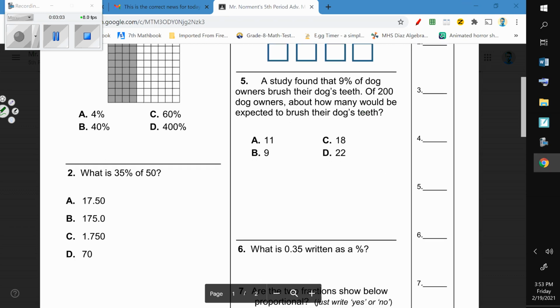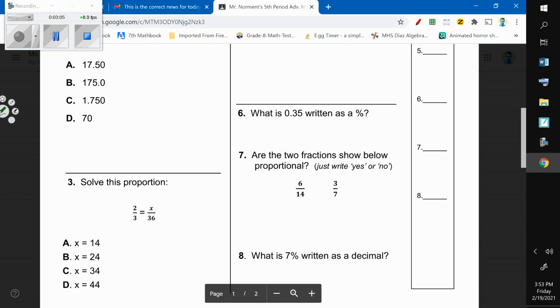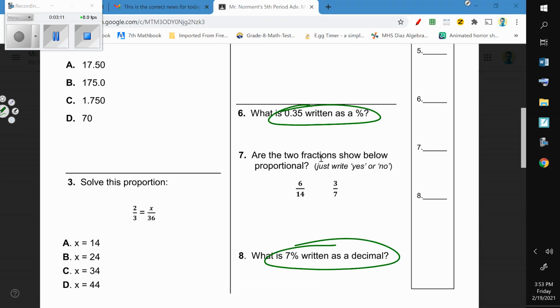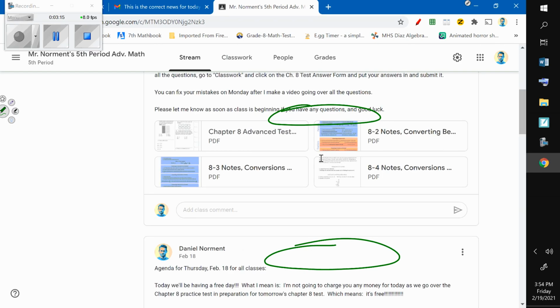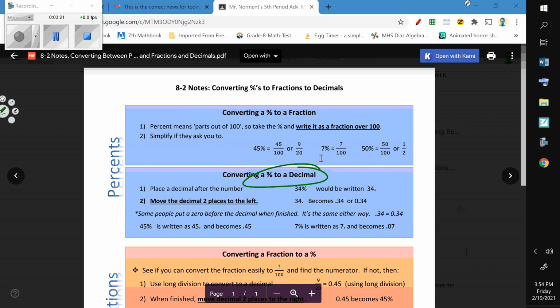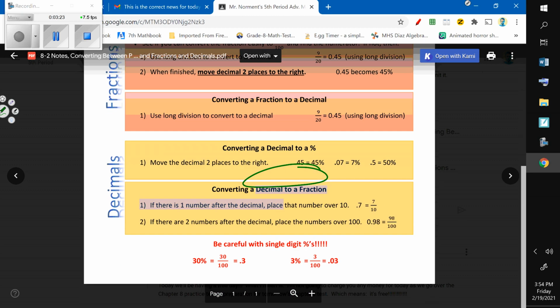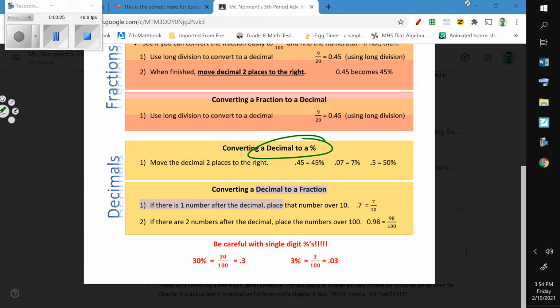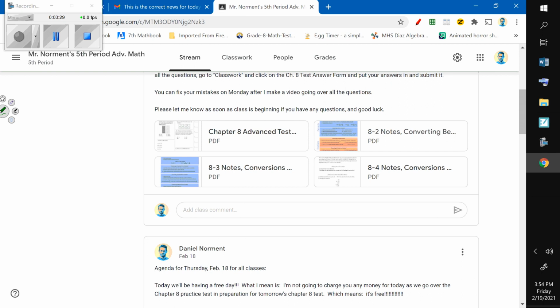Number 6, what's 3,500 written as a percent? Now, these 2 questions and some of the ones on the back, if you completely forgot what to do, then in your notes, there's conversions. Conversions between percentages and decimals. This is a percent to a decimal. And then this is a decimal to a percent. So just follow the instructions that are given and then do what it says. And it's really that simple.